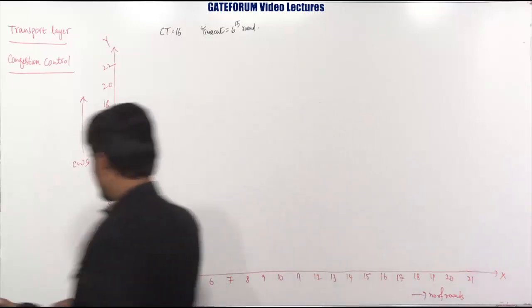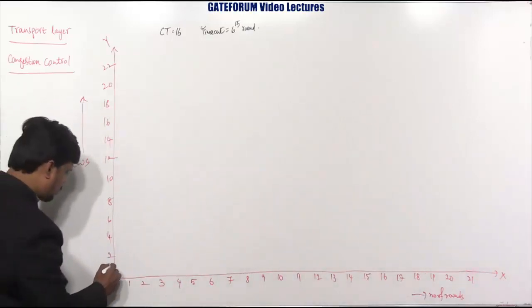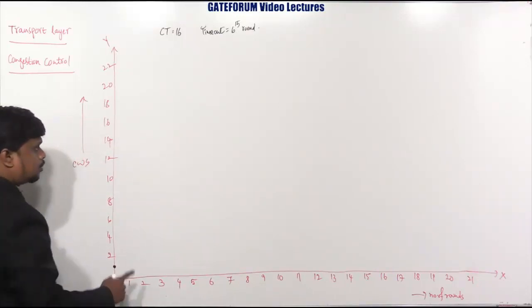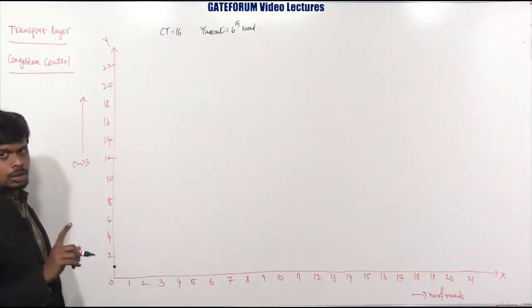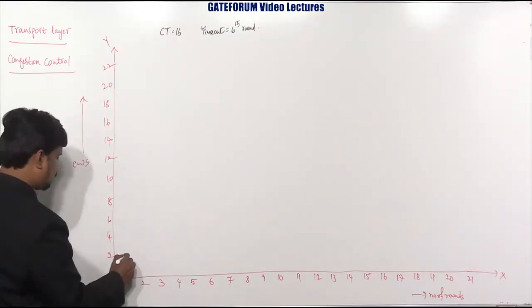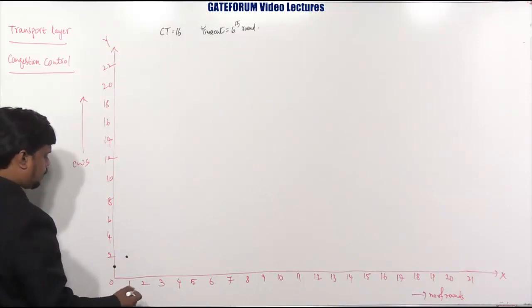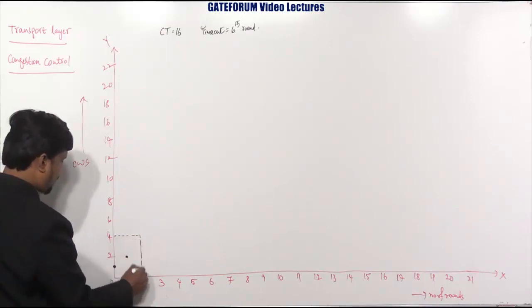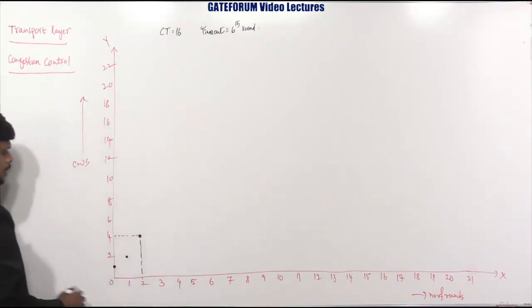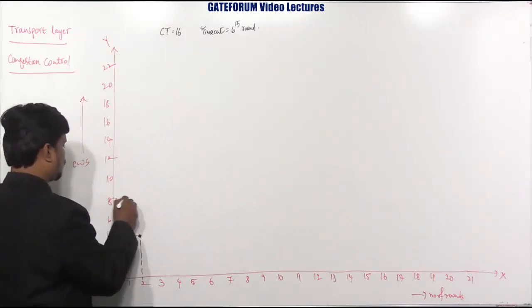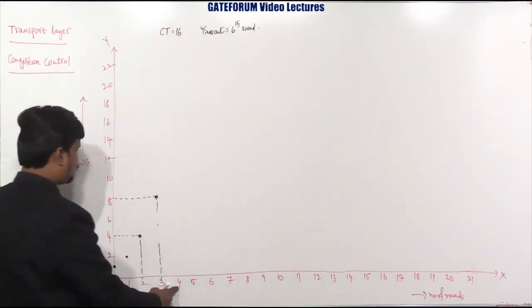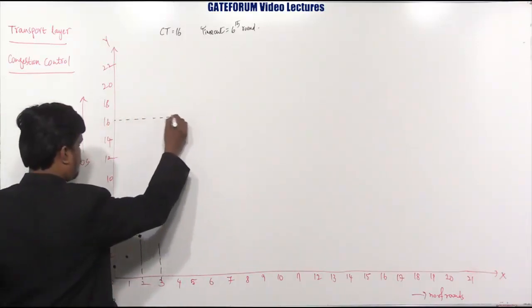Right. So initially we are saying that the congestion window size is 1. In the 0th round it is 1. In the first round, how many segments have we transferred? 2. We have transferred 2 segments here. By the end of the second round, what is the congestion window size we are getting? 4. By the end of the third round, what is the congestion window size? 8. By the end of the fourth round? 16.